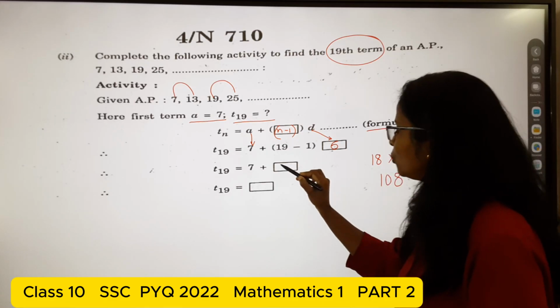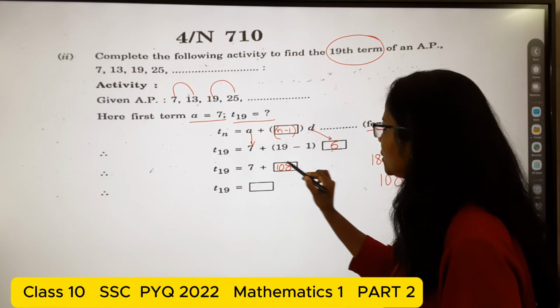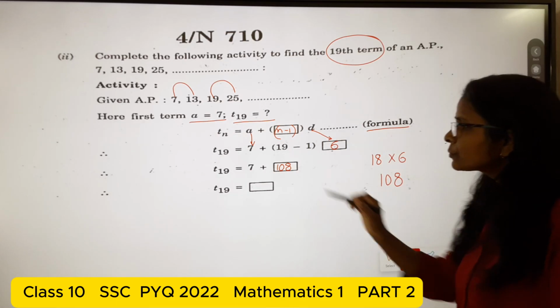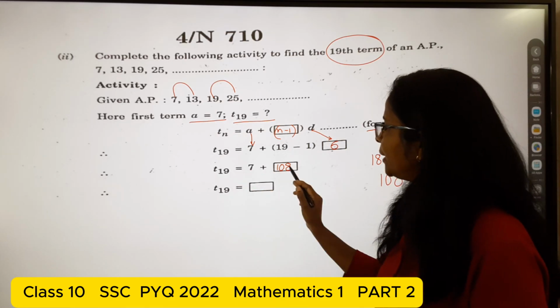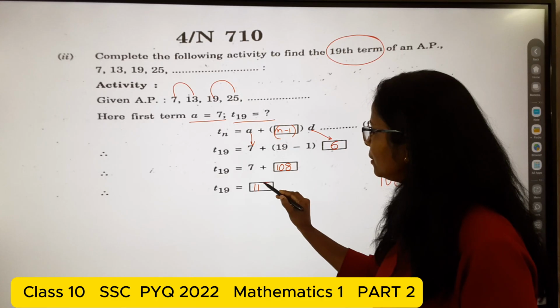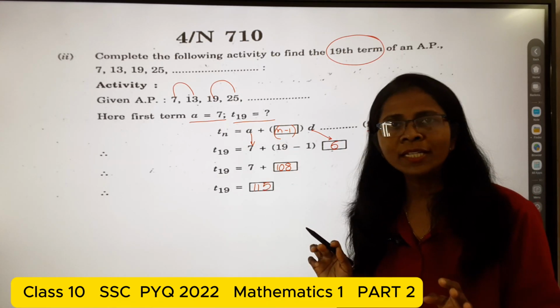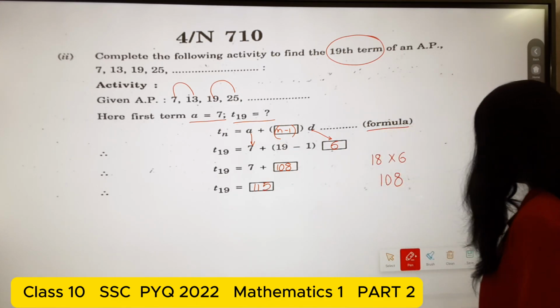108. Okay. So we write here 108, students. Then T19 is the addition of this, 115. Okay students. Then see the next one.